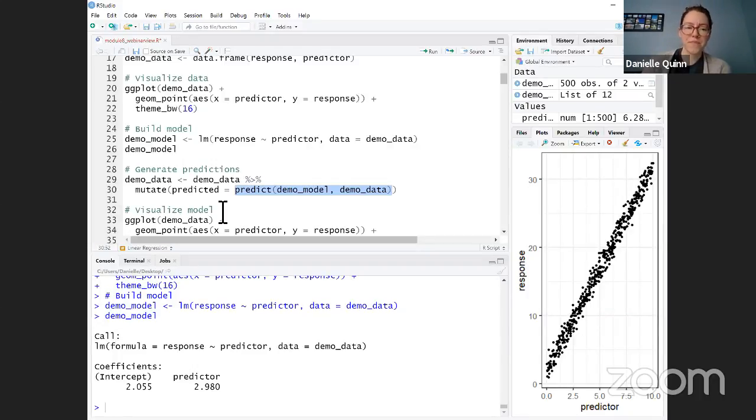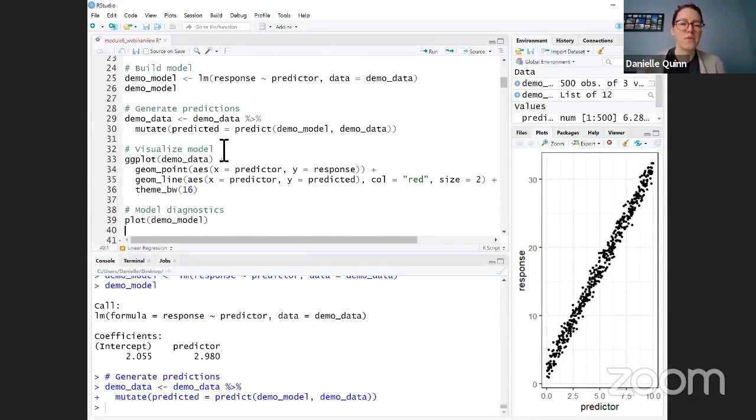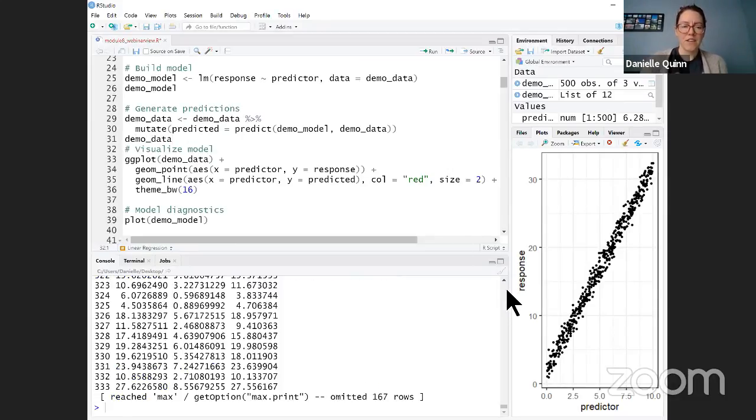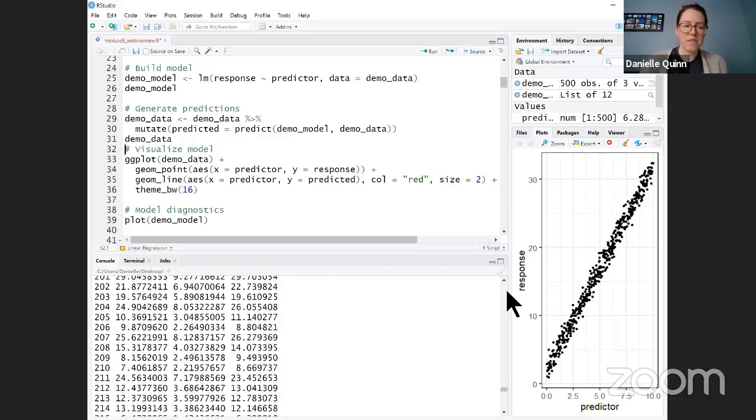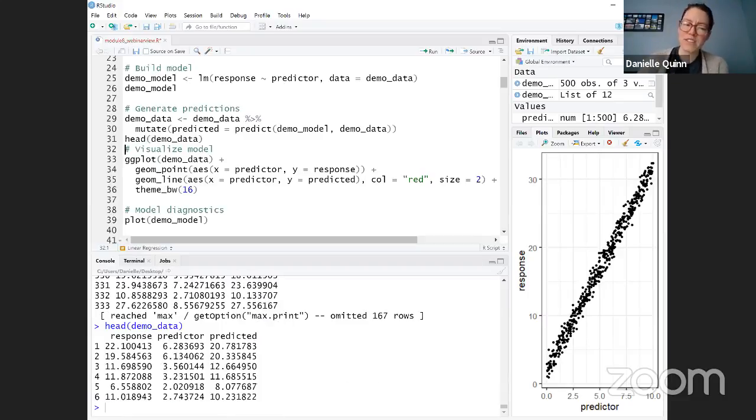And so we're going to use mutate. We've all used mutate now. And we're going to say we want to add a column to our demo data called predicted, and we want to fill that column in with these predictions that we're going to make. And so now we can use that extra data. If we look at demo data now, you see that we now have 3 columns. I'm just going to look at the head of demo data so we don't have to scroll all the way up. So here are the first 6 rows.